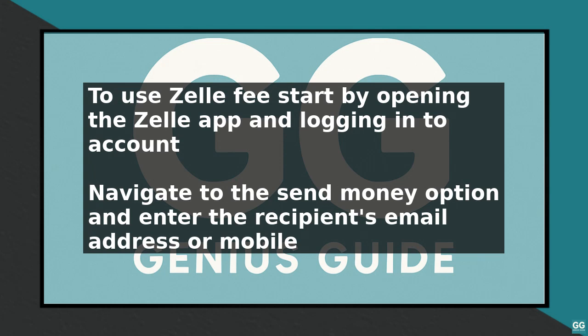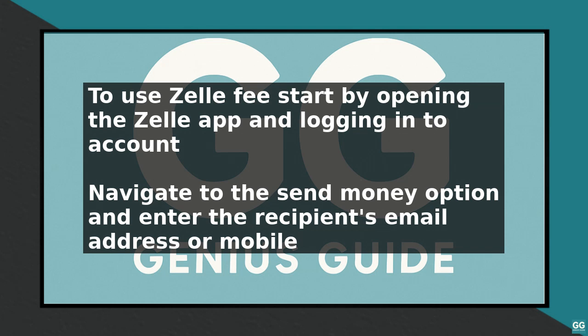To use Zelle Fee, start by opening the Zelle app and logging into your account. If you do not have an account, you can create one by following the in-app instructions. Once you are logged in, navigate to the Send Money option and enter the recipient's email address or mobile number.